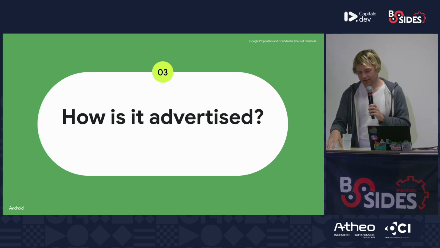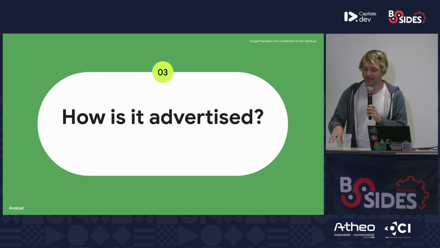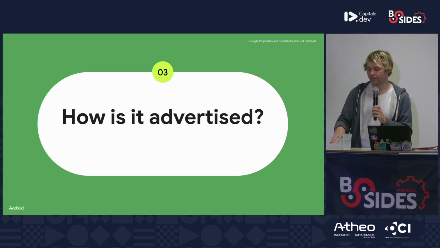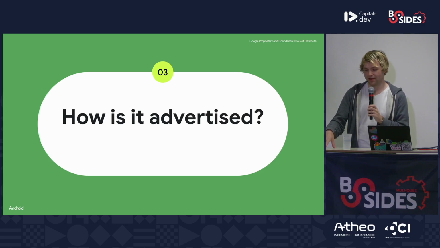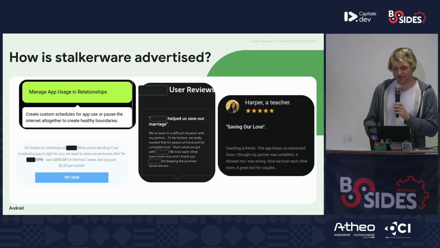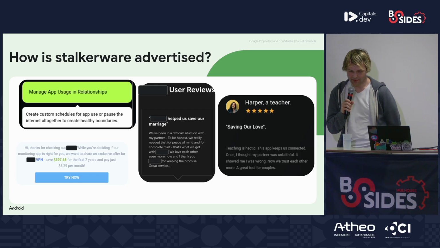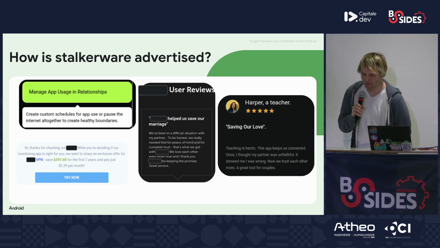As I've mentioned, it's a kind of dual use app. You will see from the ads that they try to thread the line between a parental control app and an app where you can spy on your cheating spouse, or whatever it is that you want to spy on adults for. A couple of examples here: manage app usage in relationships, create custom schedules for app use, or pause the internet altogether to create healthy boundaries in relationships.